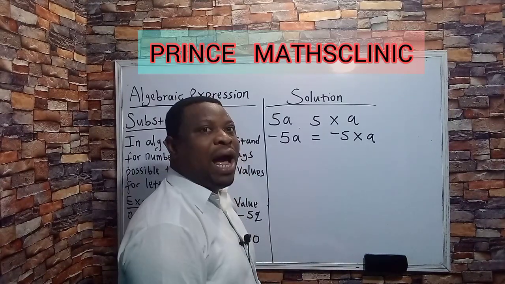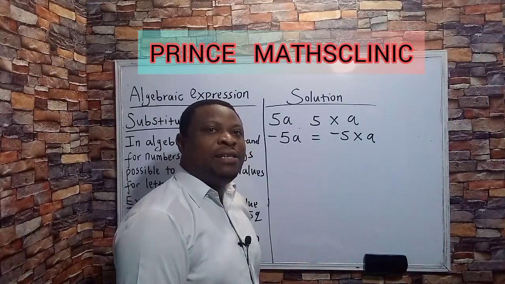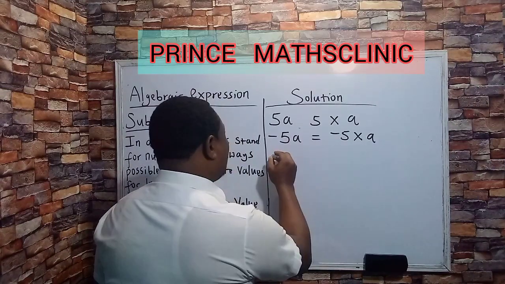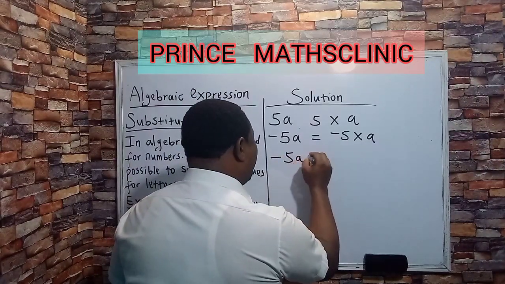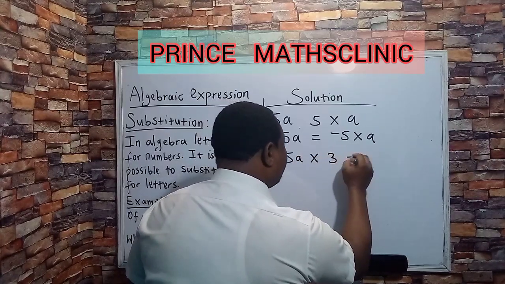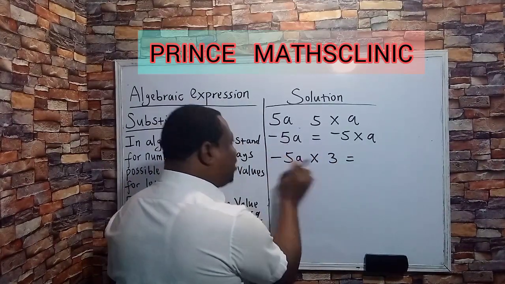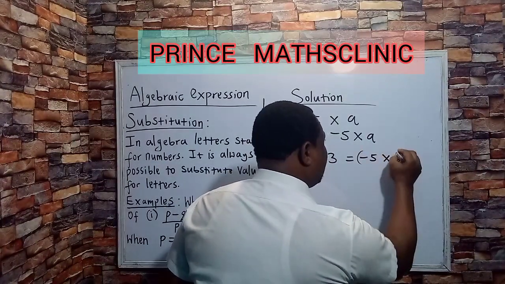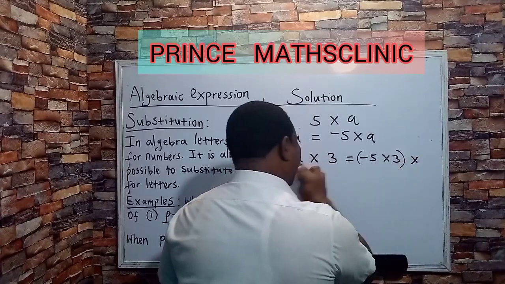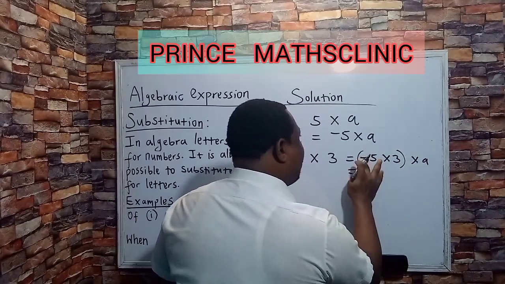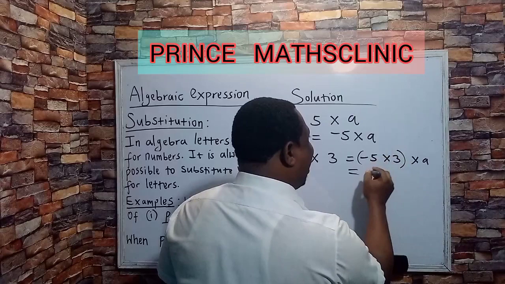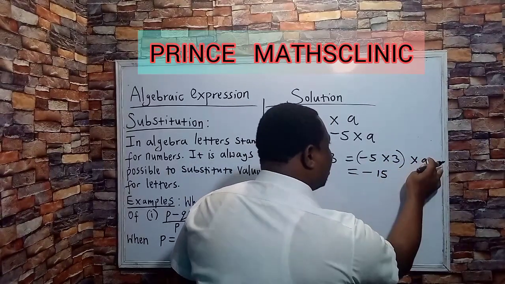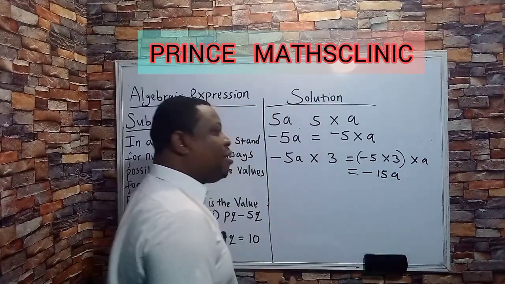Also, in algebra, you can multiply an algebraic term with an ordinary number. That is, you can multiply something like minus 5a times 3, by using the numbers to multiply the number, which means minus 5 times positive 3, then multiply by a. And when you multiply a negative number with a positive number, it gives you negative. Then 5 times 3 is 15. Then everything multiplied by a.